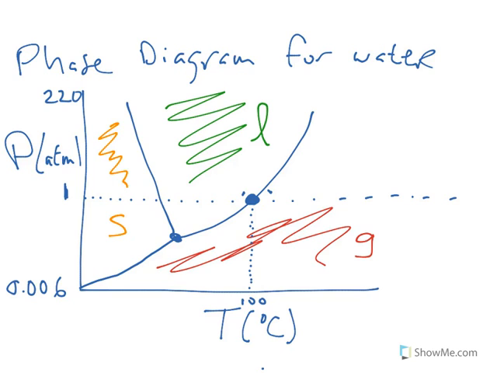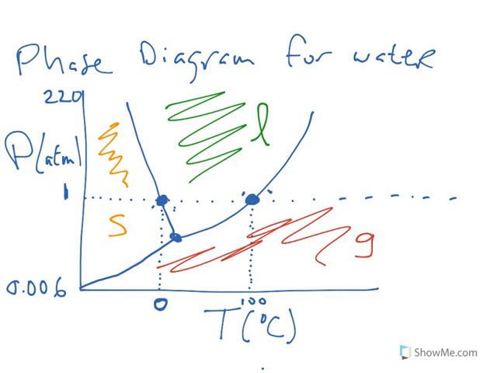Okay, what about this intersection here? Where we transition from solid, just to the left, to liquid, just to the right, at 1 atmosphere, that's known as the freezing point. And we know the freezing point of water to be 0 degrees C.